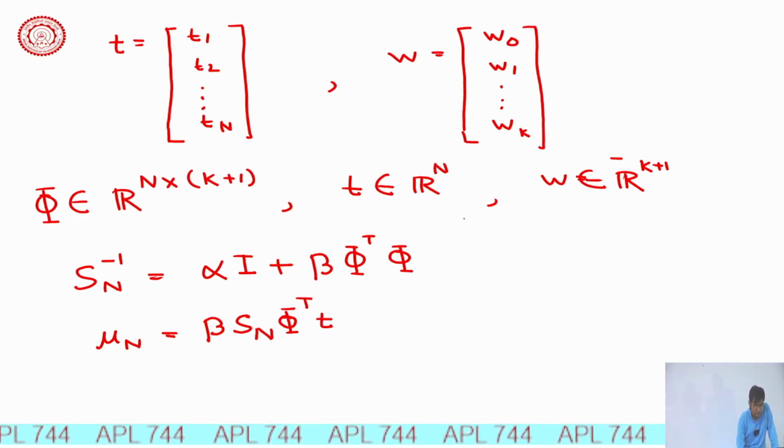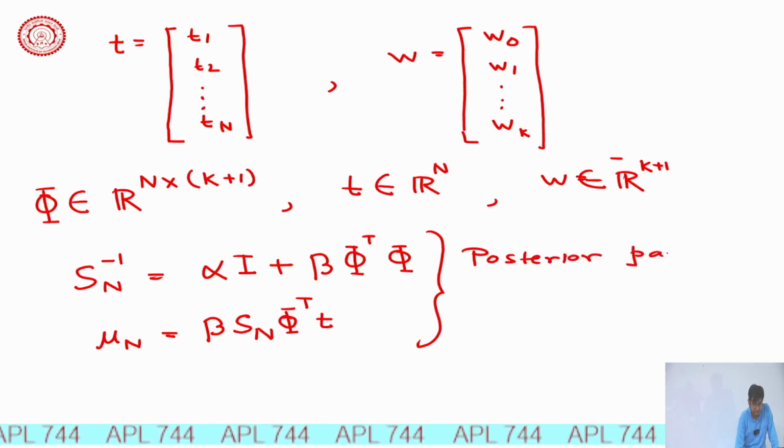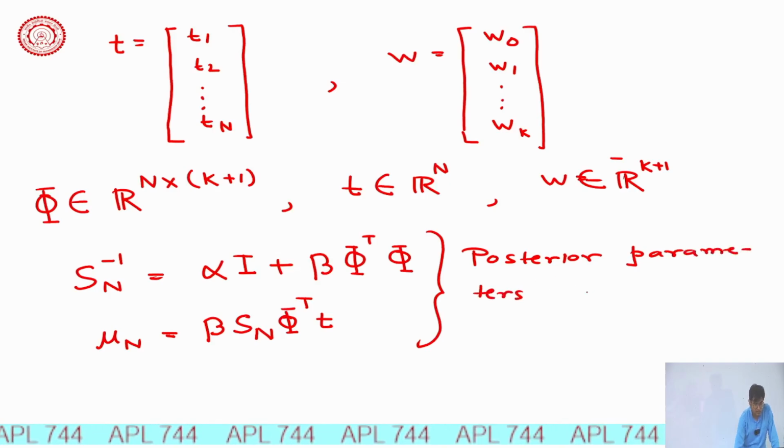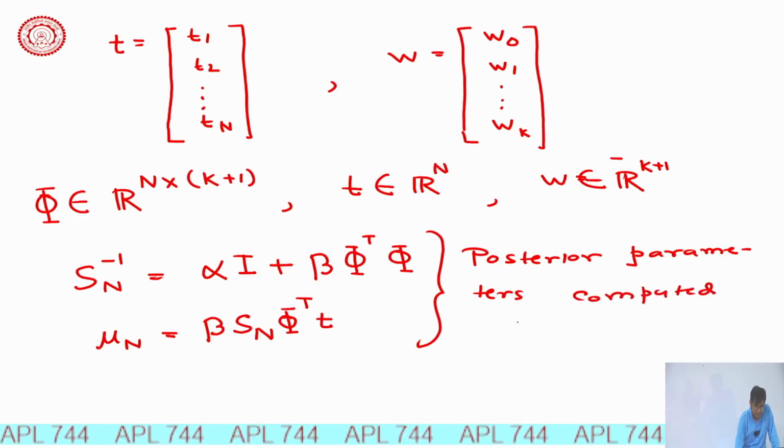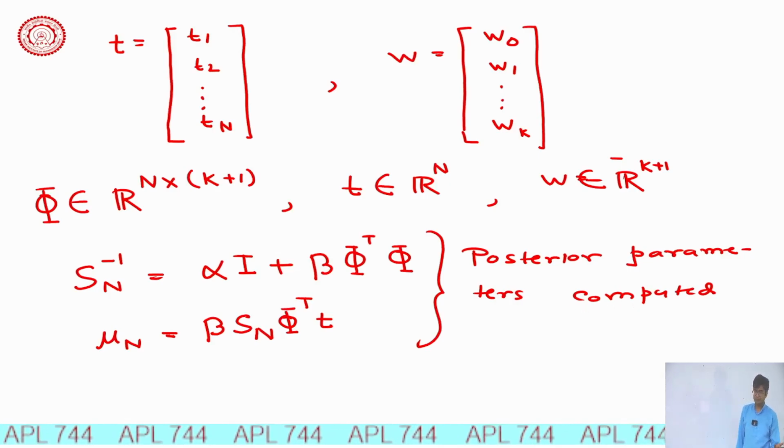Okay. So, these are posterior parameters computed, which includes the mean vector and the covariance matrix.